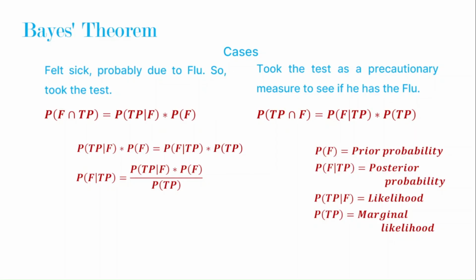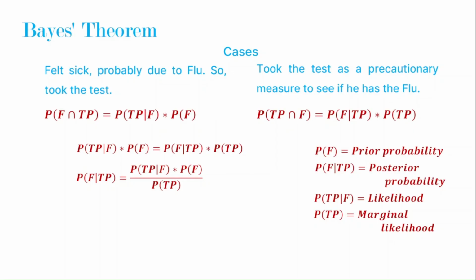Probability of tested positive given flu is called likelihood, which refers to the probability of observing new evidence given the event has occurred. And the probability of being tested positive is called marginal likelihood, which is the probability of observing new evidence, regardless of whether the event has occurred or not. So as we see here, this method is particularly useful when we have an initial probability of occurrence of an event, and we want to adjust it based on some new information or evidence. It is a powerful method for analyzing and interpreting data in modern data analytics.